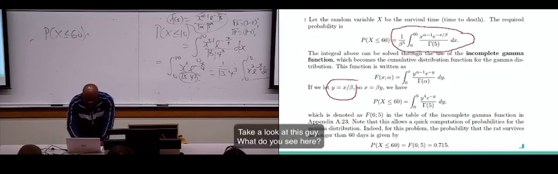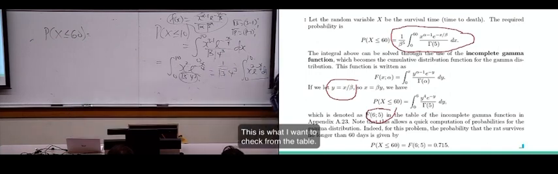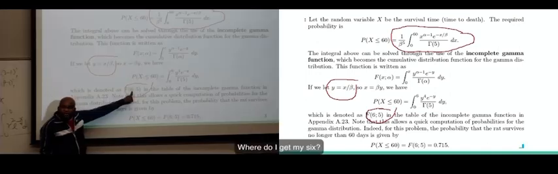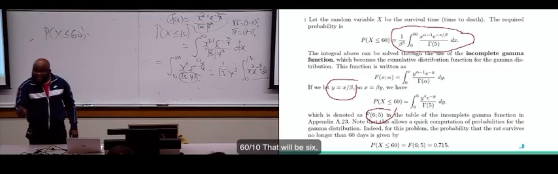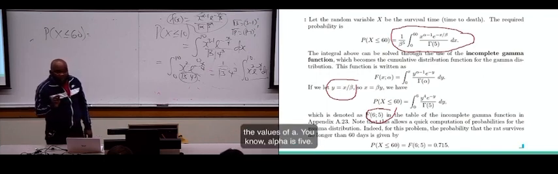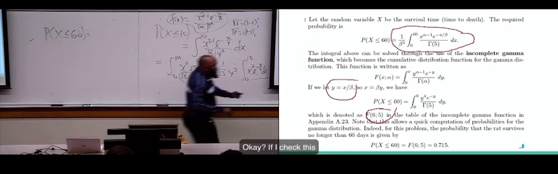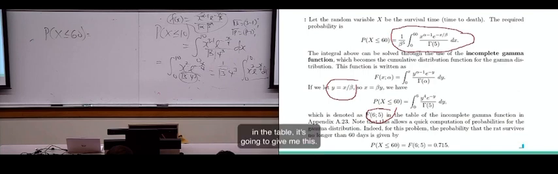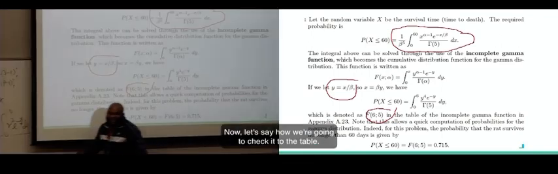Take a look at this. This is what I want to check from the table. Where do I get my 6? The value given divided by beta, 60 divided by 10, that would be 6, comma, the value of alpha. You know alpha is 5, right? Now I'm going to show you the table. If I check this in the table, it's going to give me this. Now let's see how we're going to check it in the table.